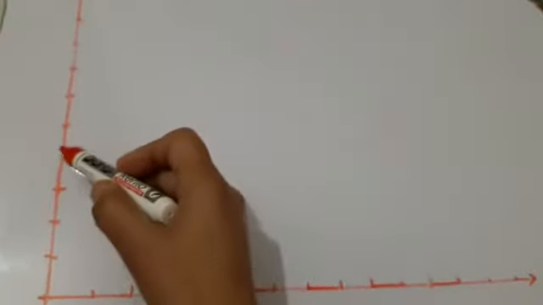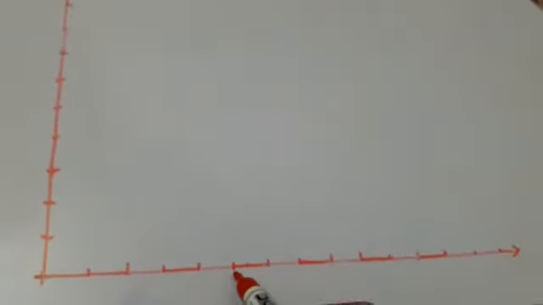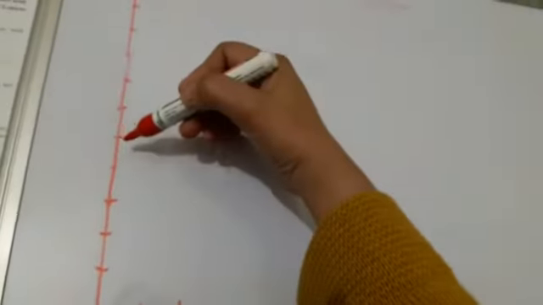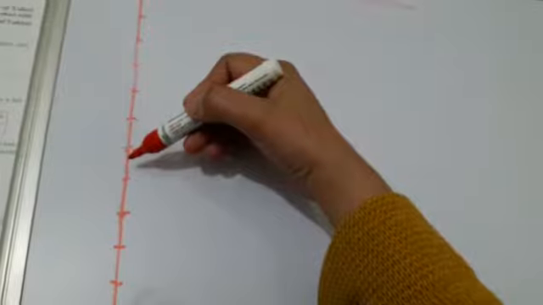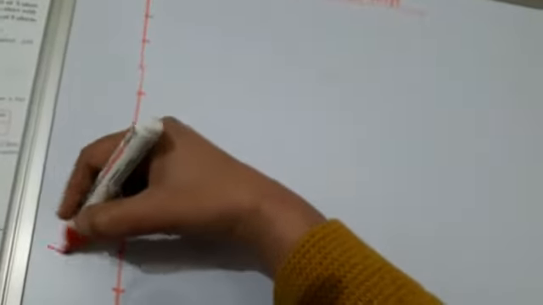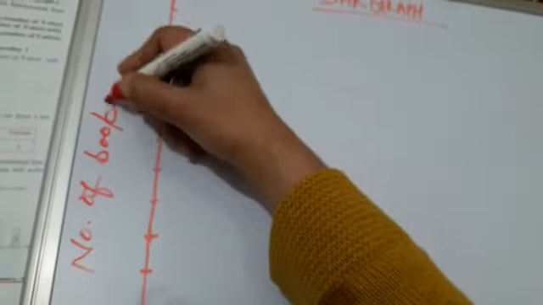First of all, draw a horizontal line and a vertical line. On horizontal line, we will draw bars representing each day of the week. Days of week. And on vertical line, we will write numerals representing number of books sold. Number of books sold.